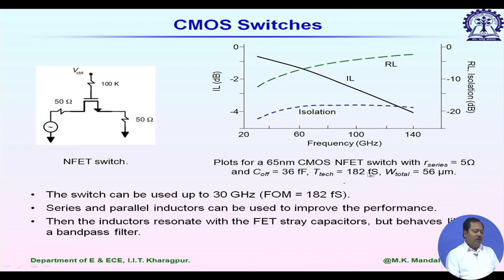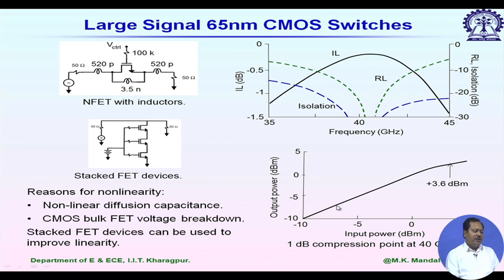Sometimes we can use parallel inductors to improve the performance of the switch. This FET itself gives some capacitance, and together with the inductors it forms a resonating circuit, and it behaves like a band pass filter. That is how sometimes we can improve the performance of a FET switch.